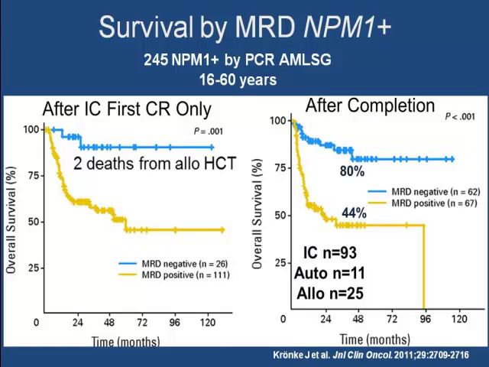There were 26 patients who had no evidence of minimal residual disease by PCR. So they got into remission. They had testing done on their marrow, and there was no evidence of the NPM1 abnormality. They also looked at the MRD positive patients, which was 111, and they saw that the overall survival was much less in the patients who were MRD positive. And in the patients who were MRD negative, there were 2 upfront deaths from allo transplant.